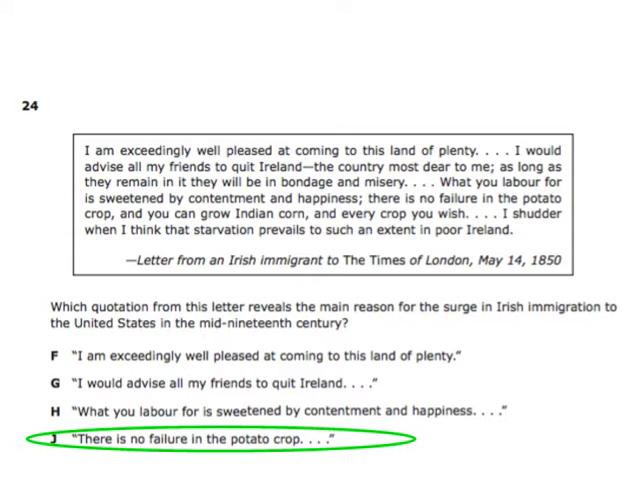Yeah, the thing that we're pointing out here is there's no failure in the potato crop. He's talking about here in the United States. A letter from an Irish immigrant in the United States back to Ireland, he's saying there is no failure in the potato crop over here in the United States. So he's urging them, come to the United States. There's no failure of potatoes here. There was a failure of potato crop famine over there, but not here.